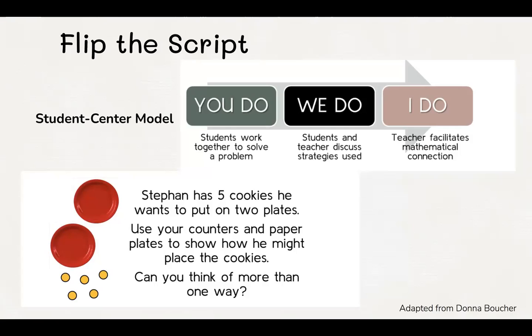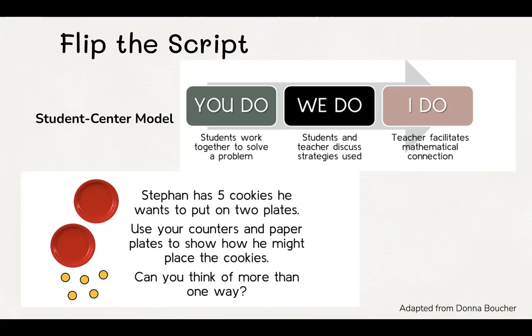Where a teacher, or I, would give a math problem. And remember, this is in kindergarten. So you might have this math problem up: Stefan has 5 cookies he wants to put on 2 plates. Use your counters and paper plates to show how many he might place and show how he might place the cookies. Can you think of more than one way? So after giving the students a few minutes to work on the problem, the you do, I would ask the students about the combinations that they discovered and record them on the board.